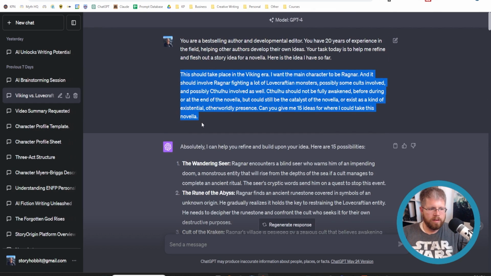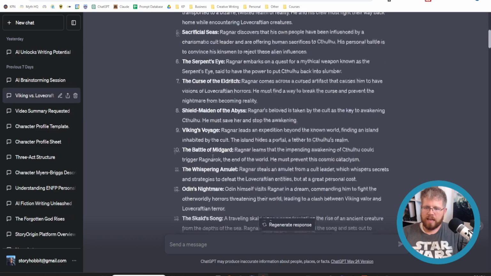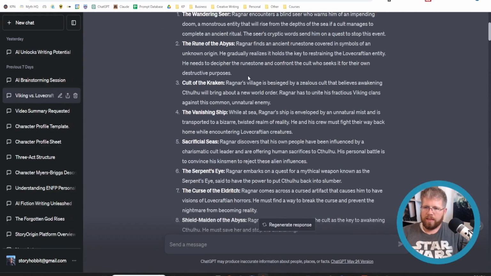Anyway, we're looking for a couple of ideas, and it gave me a bunch. The one that I think I liked the most was this one that says, the Rune of the Abyss. Ragnar finds an ancient runestone covered in symbols of an unknown origin. He gradually realizes it holds the key to restraining the Lovecraftian entity. He needs to decipher the runestones and confront the cult who seeks it for their own destructive purposes.